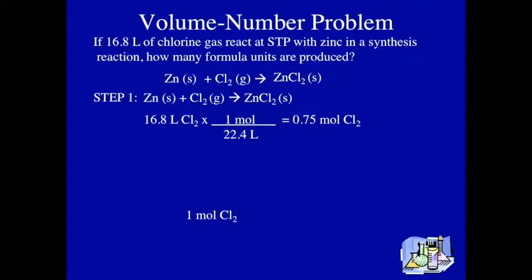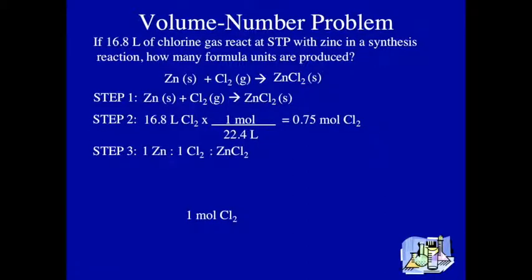Step 1 is to balance this. Thankfully, this one's already balanced. If it weren't balanced, you just go through the same steps we've done over and over in order to balance it. Step 2 is to take my units that are given, 16.8 liters of chlorine, and I will multiply that by 1 mole over my value for liters of the gas at STP. It's one of the things you should memorize by now. 22.4 liters of gas at STP is the space that 1 mole of any gas occupies. My units cancel out. I get 16.8 divided by 22.4 moles, and that's 0.75 moles of chlorine gas.